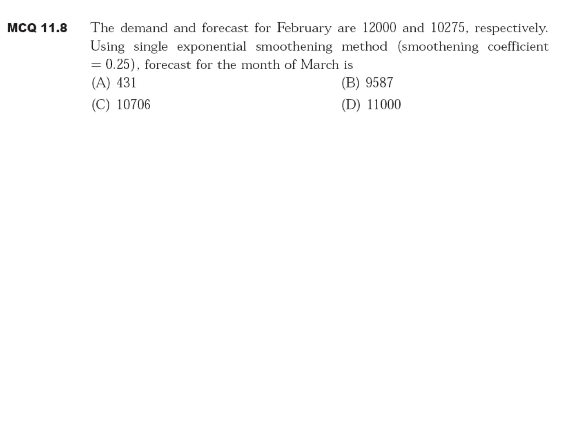The demand and forecast for February are 12,000 and 10,275 respectively, using the single exponential smoothing method. The smoothing coefficient is also given, 0.25. Forecast for the month of March is how much? So our formula, this one already discussed: Fn is Fn minus 1 plus alpha into Dn minus 1 minus Fn minus 1.